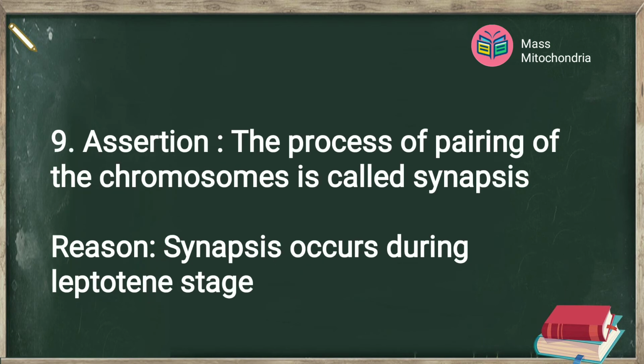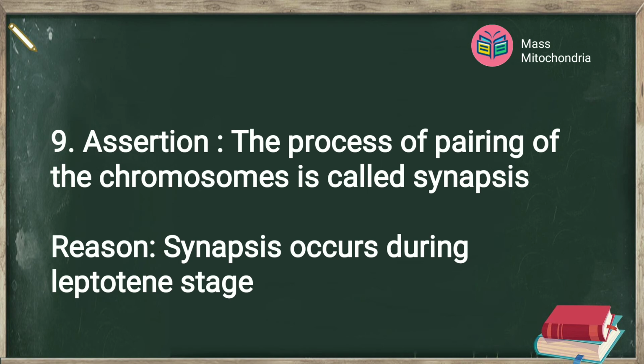Question number 9. Assertion: the process of pairing of chromosomes is called synapsis. Reason: synapsis occurs during the leptotene stage. Synapsis occurs in the second stage of prophase, that is zygotene. During this stage, what will happen? Chromosomes will start pairing with each other. It will form synapsis. Such paired chromosomes are called homologous chromosomes.